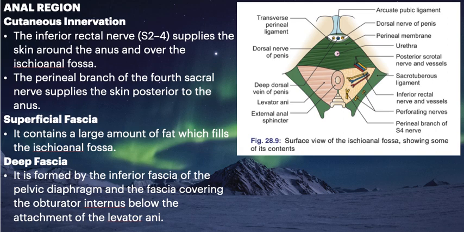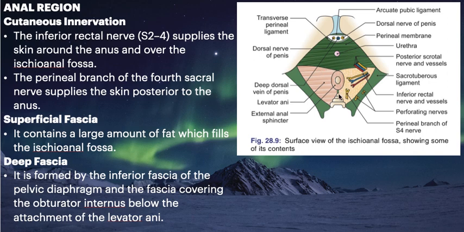So, coming to the anal region, this is the anal region. When we talk about the cutaneous nerve supply, we have the inferior rectal nerve, right? So can you see? This is the inferior rectal nerve and vessels that is supplying the skin over the anus and around the ischioanal fossa.